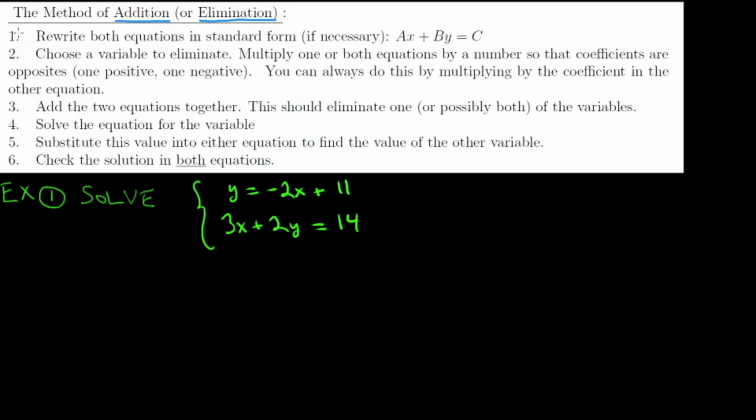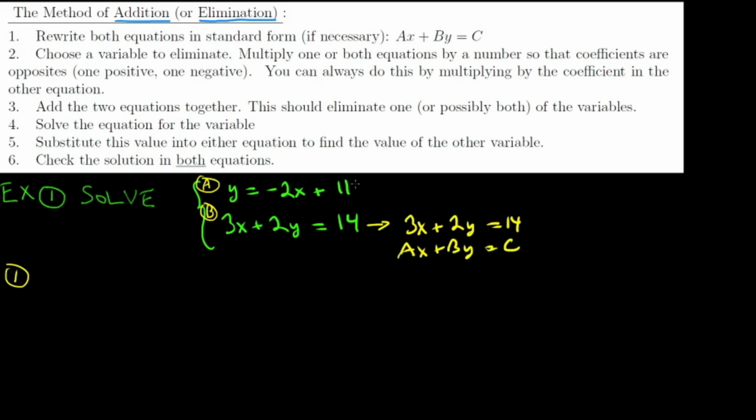Okay, so I'll take you through this step by step. So here's our system. y equals -2x plus 11, and 3x plus 2y equals 14. Again, I'll label the first equation as equation A and the second equation as equation B. All right. Step 1, we want to rewrite both equations in the form ax plus by equals c. And you'll notice that the second equation, equation B, is already written in that form. 3x plus 2y equals 14, because this is ax plus by equals c. a is 3, b is 2, and c is 14.